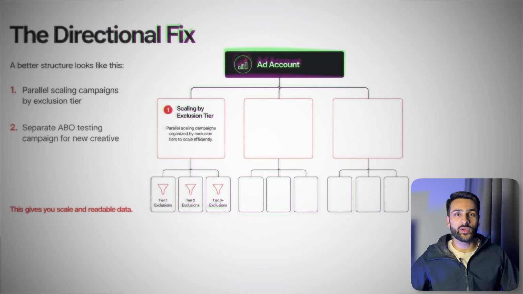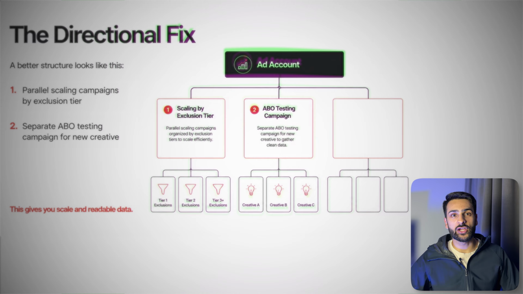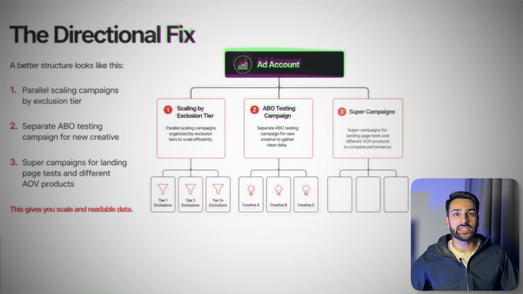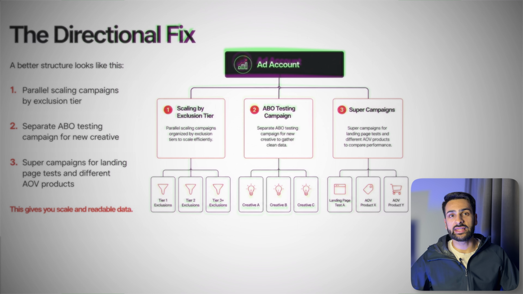Second, a separate ABO testing campaign running behind the scaling campaigns, so your new creative gets a clean test without disrupting the learning on anything that's already working. When the scaling campaigns fatigue, proven winners graduate across in a batch, like I covered in problem 2. Third, super campaigns where it makes sense. Landing page variants when you want to find out whether your product page or an advertorial or a collection page converts better. Separate campaigns for products with materially different AOVs, so the higher ticket skew actually gets spent.